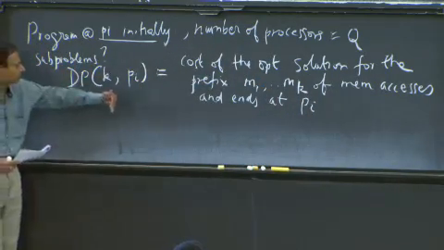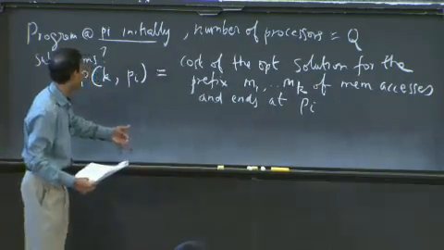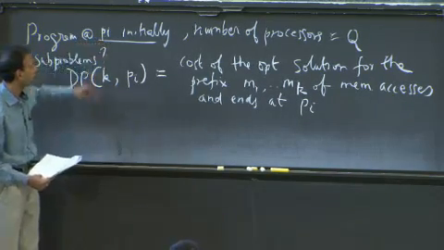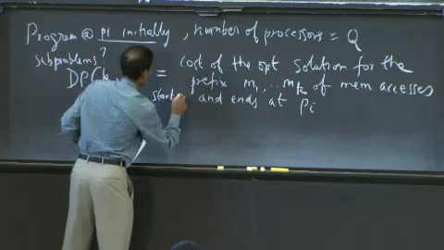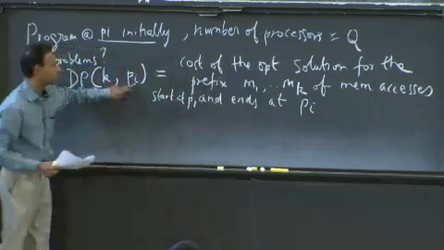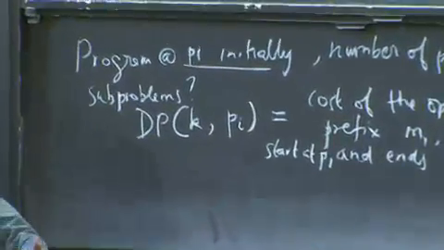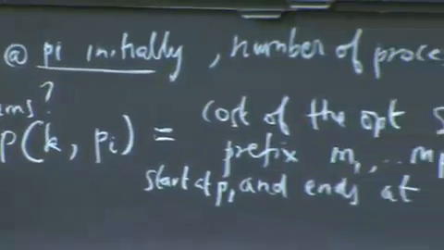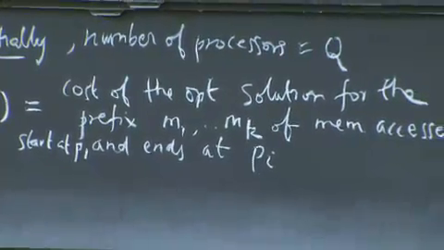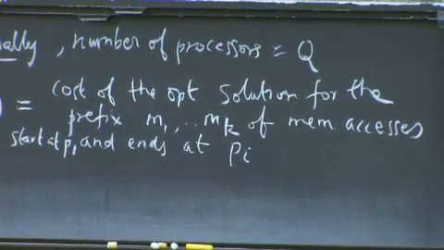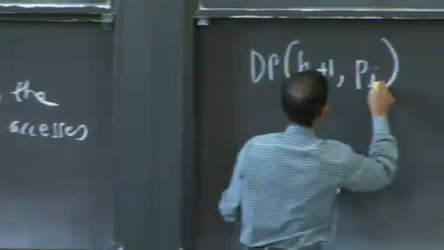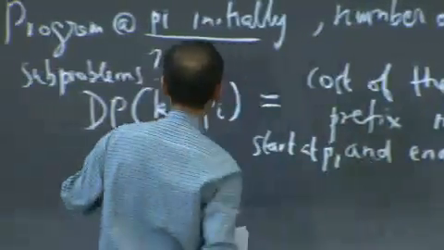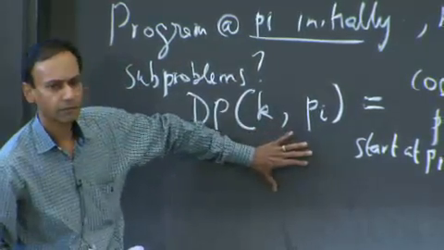I want to know, as I build this up, what is the optimal way that I'm going to choose between migrations and accesses for the first k memory accesses, assuming a starting point at P1 and ending at some Pi. And I need to build up these subproblems, and I want to grow them. Okay? So let's go ahead and set this up. What I want to do now is figure out dp k plus 1 pj, assuming I have all of the k p_i computed.